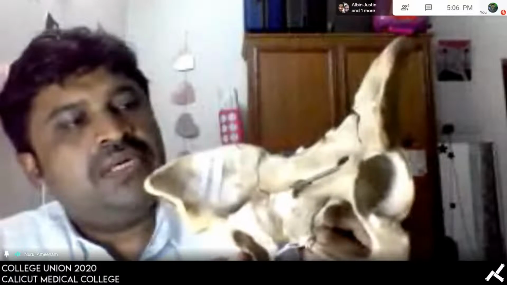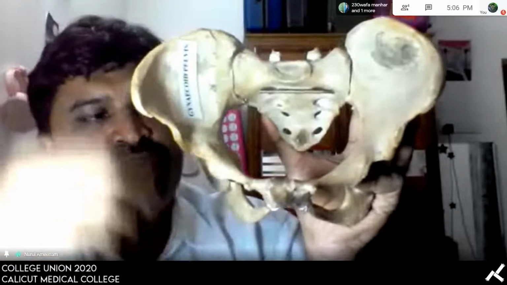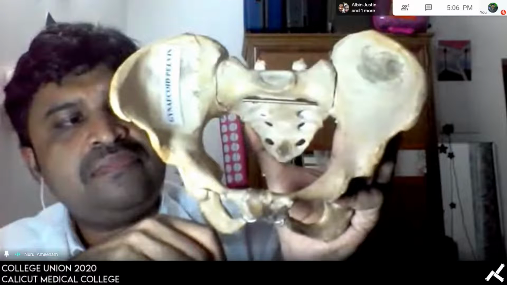Coming to the obstetrical part of the pelvis, it can be broadly divided into two important parts. This part is the pelvic brim. Still there is some part of the pelvis above that, called the false pelvis or the greater pelvis. The true pelvis is what is inside, below that. Does the false pelvis or the greater pelvis have any obstetrical significance?